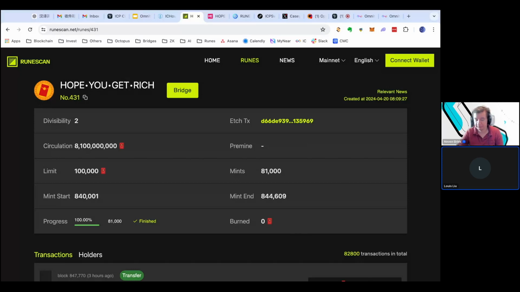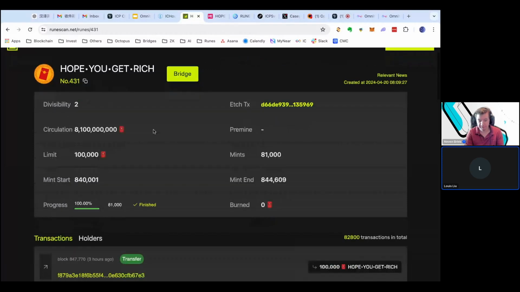So when we issued this token on Bitcoin, in the first block after the halving, this token is 100% open mint, which means we do not pre-mine any token for ourselves.